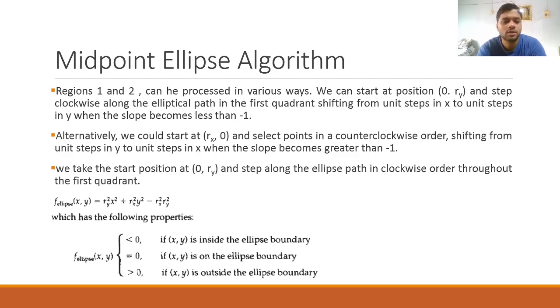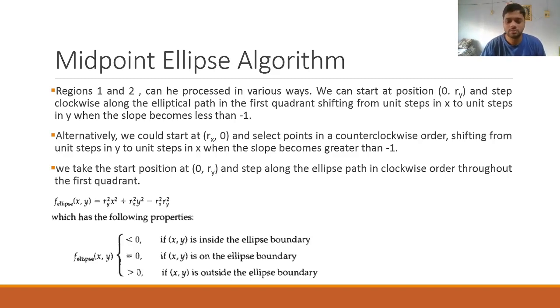Now when we do that, it gives us a property which is almost similar to the circle property. If this particular function value is less than 0, then x comma y is inside the ellipse boundary. If the value is equal to 0, it is on the ellipse boundary, and if it is greater than 0, it is outside the ellipse boundary. It helps us to select a particular pixel based on whether the value of this function is greater than 0, equal to 0, or less than 0. Then we will be able to decide which pixel we are going to plot, so that we represent the elliptical curve properly on the graphical output screen. And this is nothing but our decision parameter.